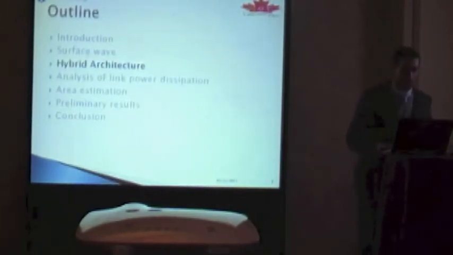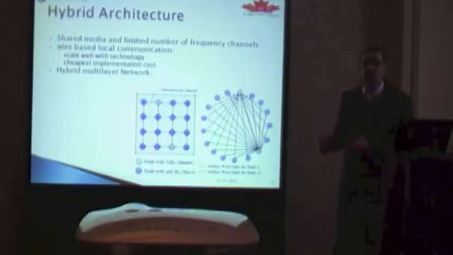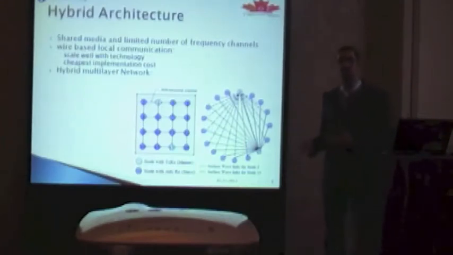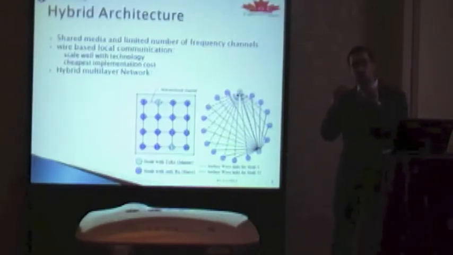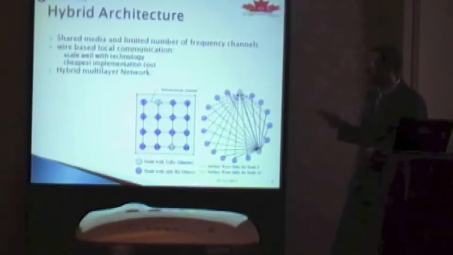So, the hybrid architecture. Even though surface wave has all these features, it still has this inherited limitation from radio frequency interconnect, in which we still depend on shared media and a limited number of channels, resulting from a limited range of frequency. Moreover, local wire seems to scale well with the technology, because the devices are getting smaller, so the local communication distances are also getting smaller. The projection shows there will be no problem with local communication for wire, and therefore it is still the cheapest interconnect media for local communication.